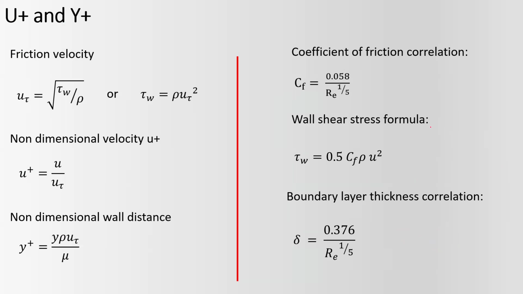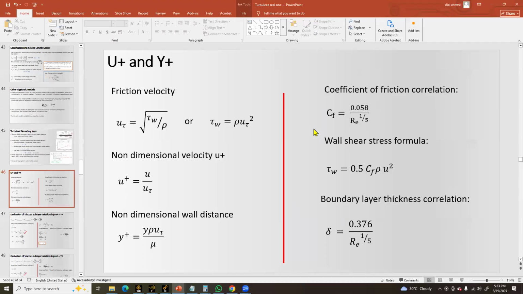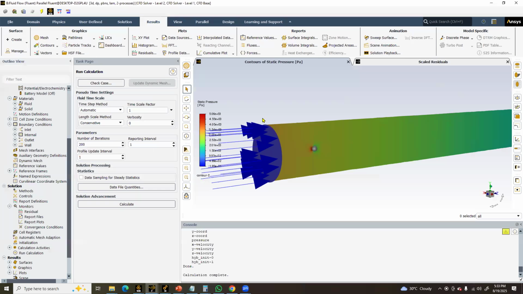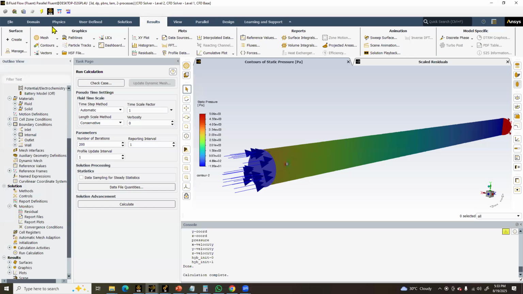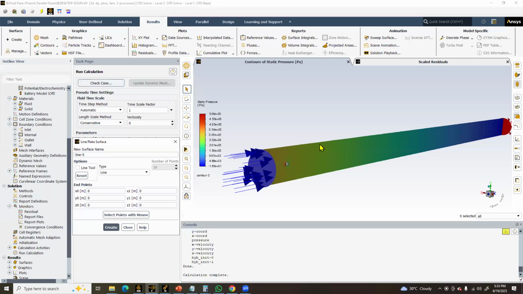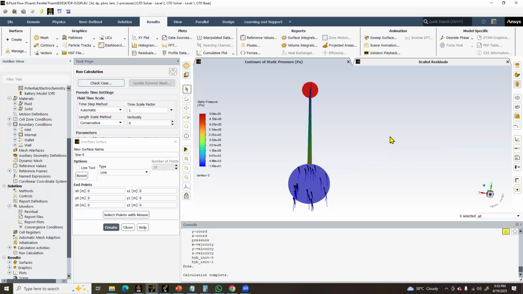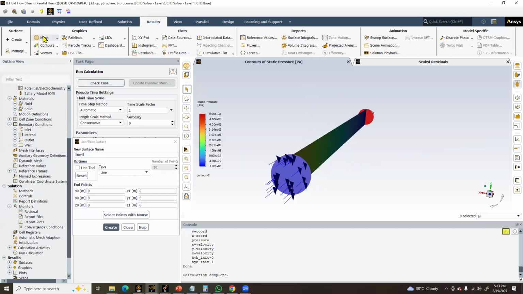So what you have to do is find out the wall shear stress from the simulation. There's no need to approximate with some correlations here. How can I find the wall shear stress? This is laminar flow in this example. So let's draw one line here, assuming the flow is constant across the circumference.